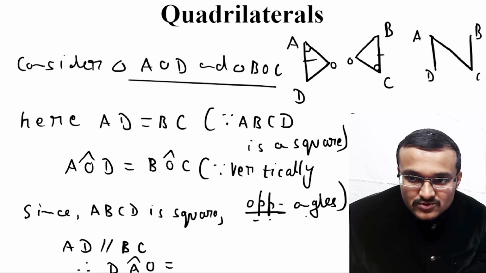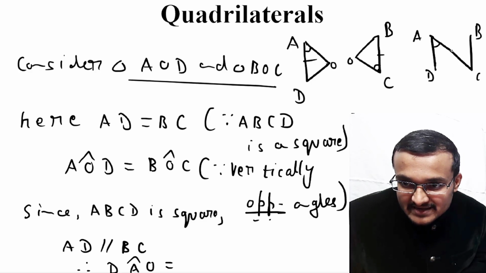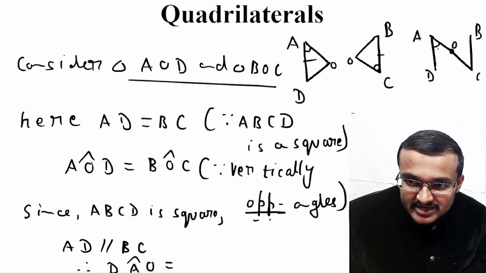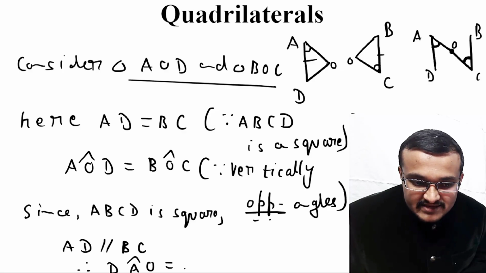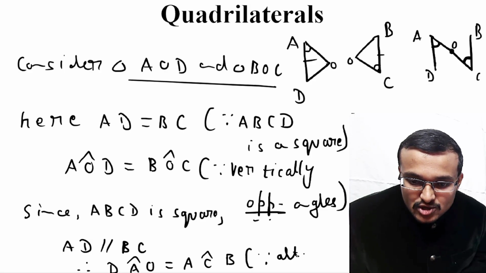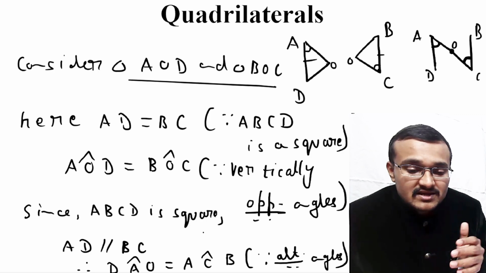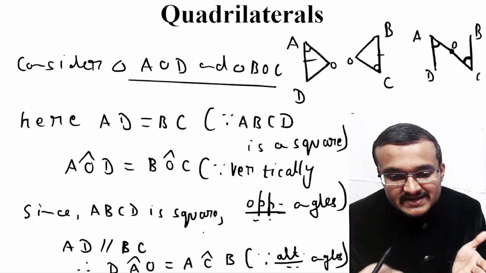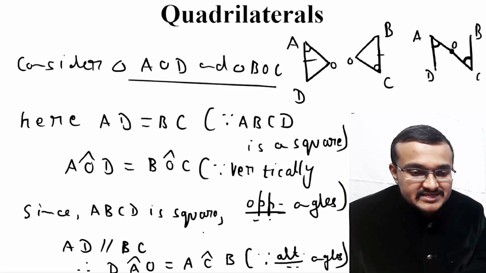Therefore angle DAO will be equal to this particular angle ACB, where O is the point of intersection. So DAO is equal to ACB. This is because they are alternating angles, and alternating angles are equal. Since AD is parallel to BC, alternating angles will be equal, that is DAO is equal to ACB.